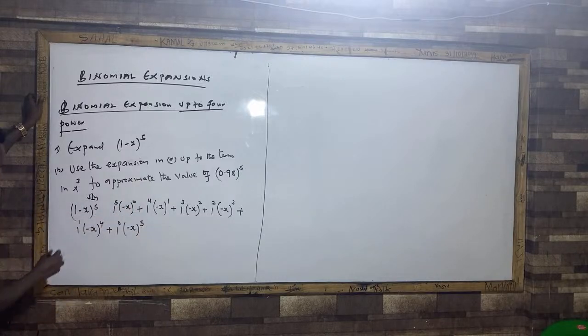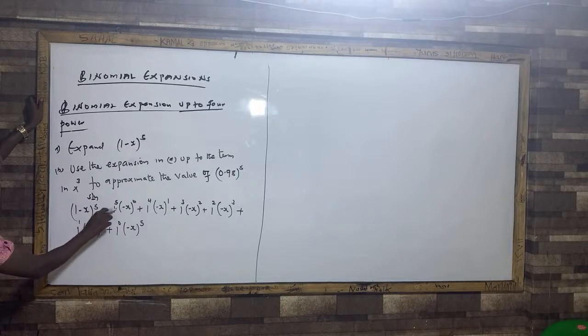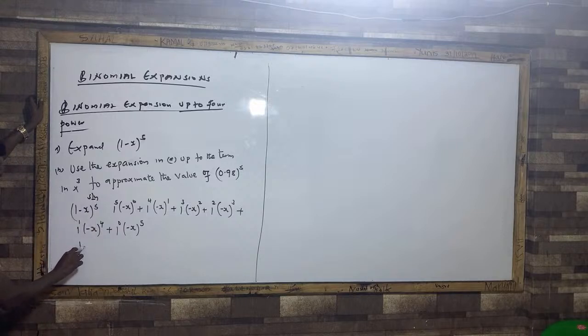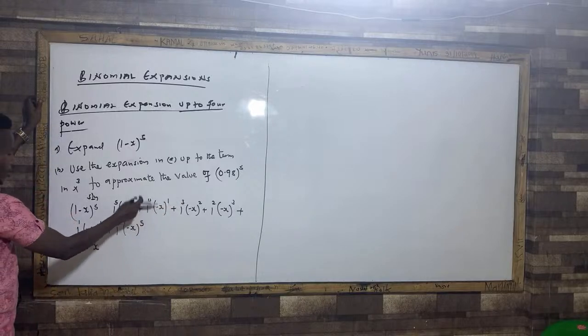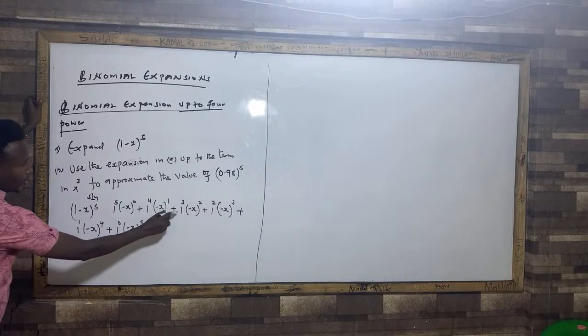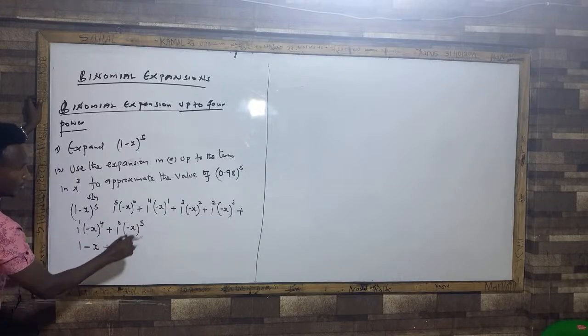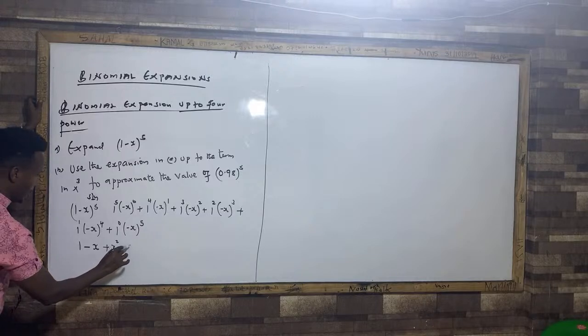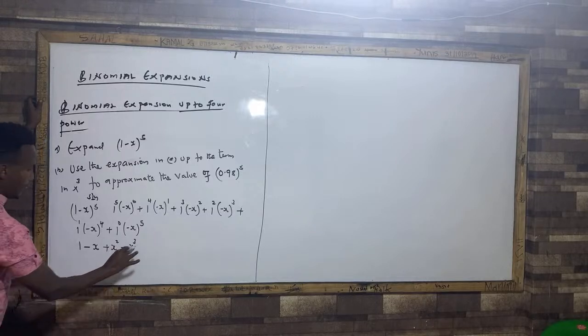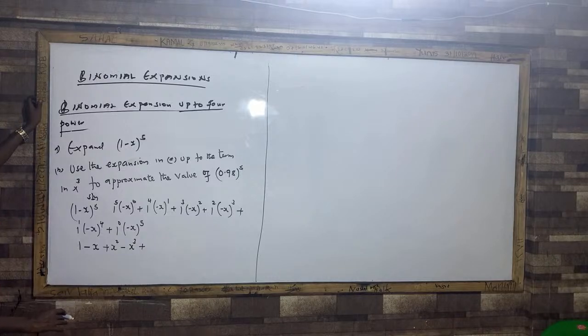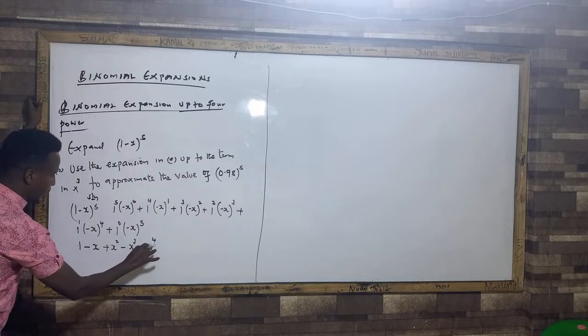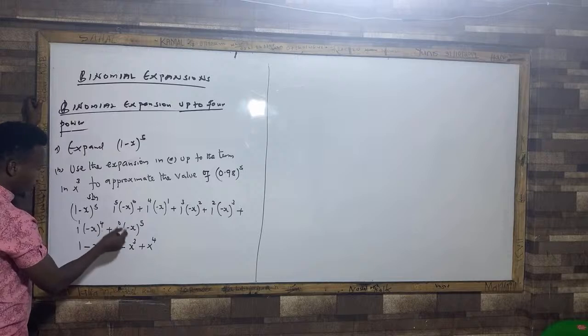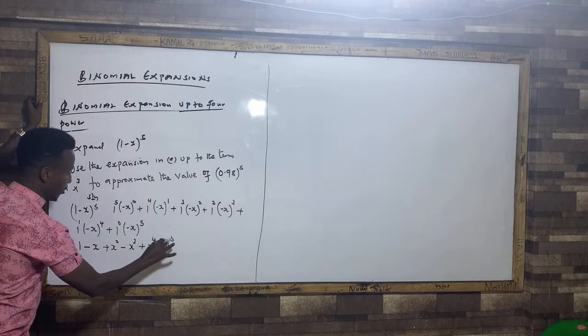So here I will have 1 to the power of 5, which is 1. So I write 1 minus x, because x to the power of 1 is x, and 1 to the power of 4 is 1. Don't forget, plus x squared, minus x cubed, plus, of course this is even, x to the power of 4. Here, 1 to the power of 0 is 1, minus x to the power of 5.